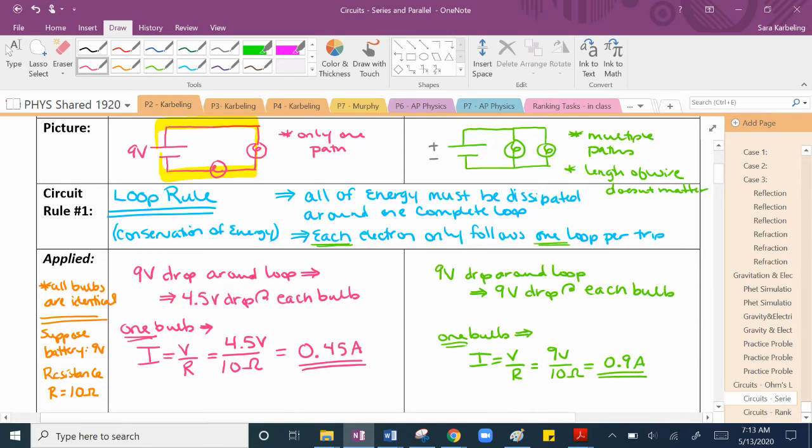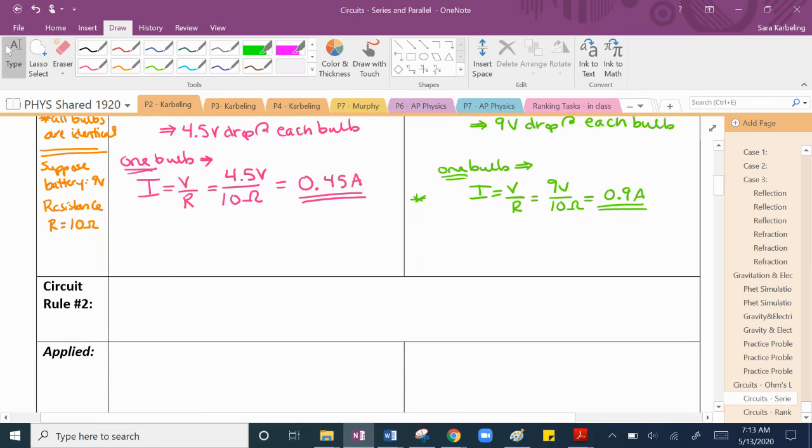Okay, so you can see from that right there that each bulb has a very different current. Current is very closely related for a bulb to brightness. So in this case, the bulb in a parallel circuit is going to be brighter. We're going to kind of see what that all looks like here in just a second. So that's circuit rule number 1. Let's do circuit rule number 2.